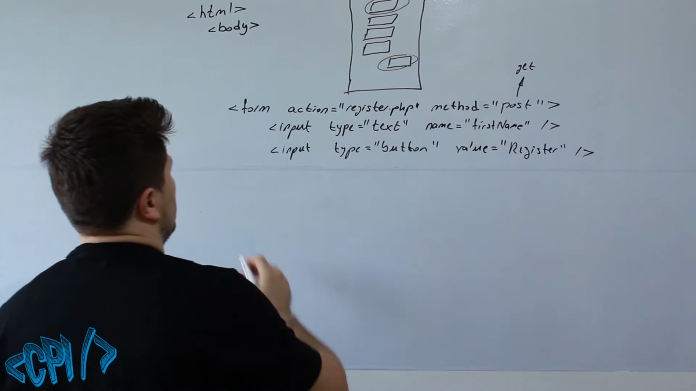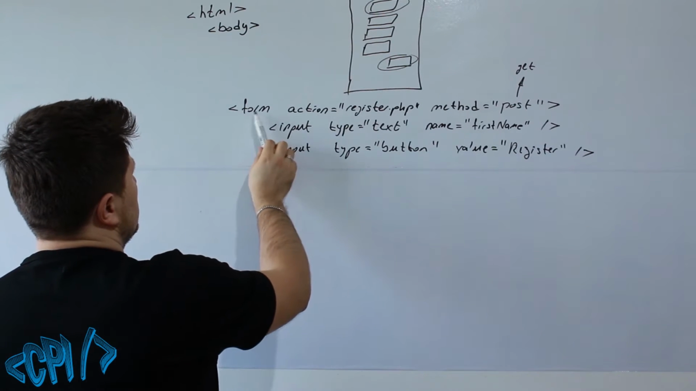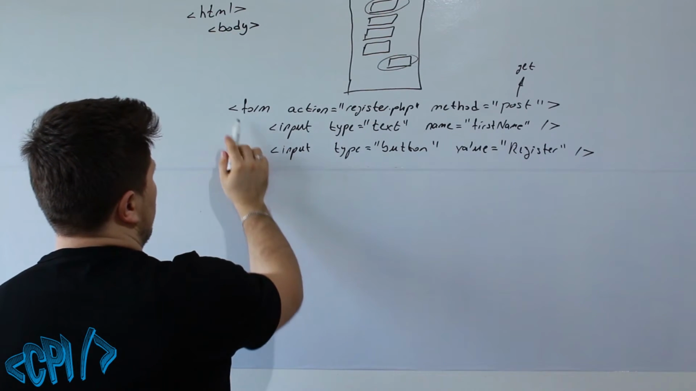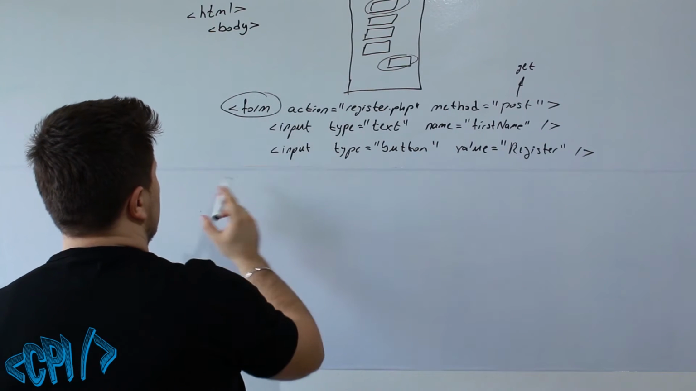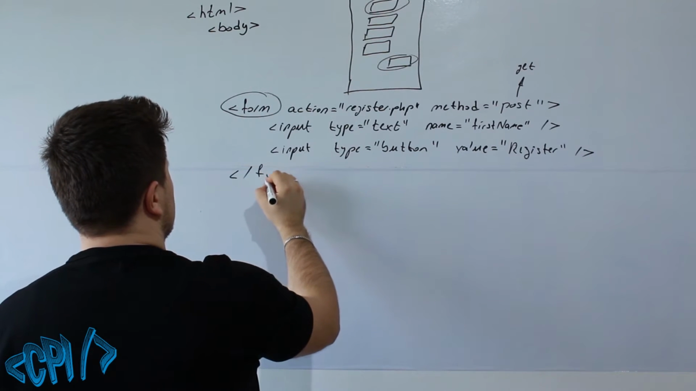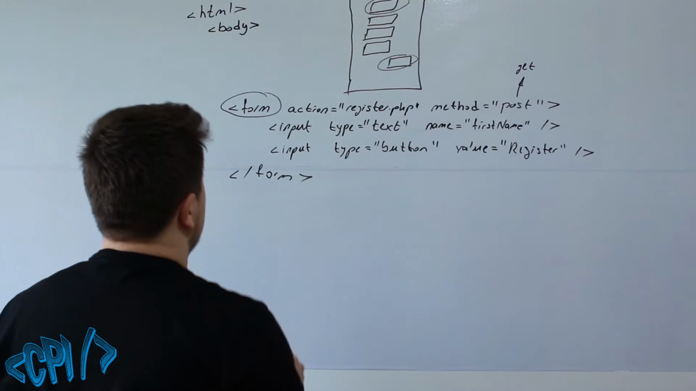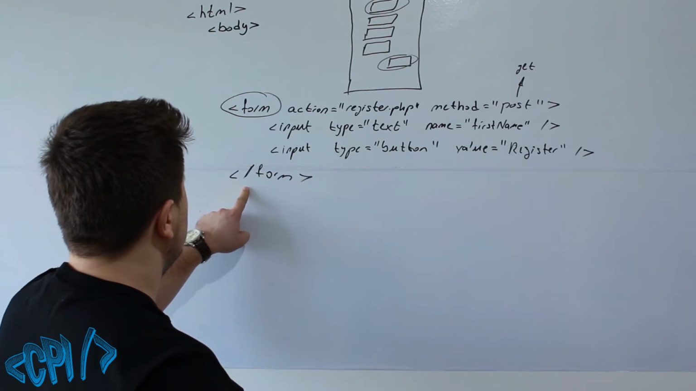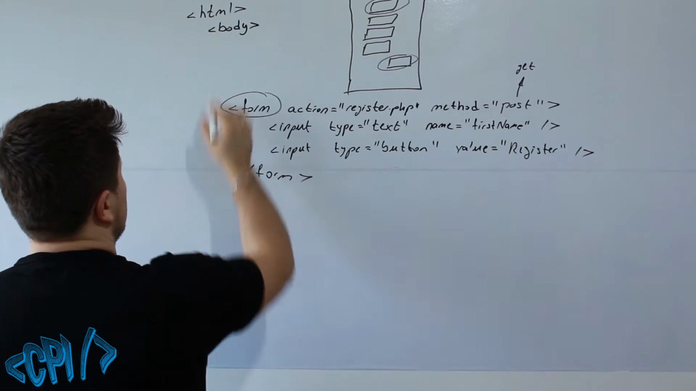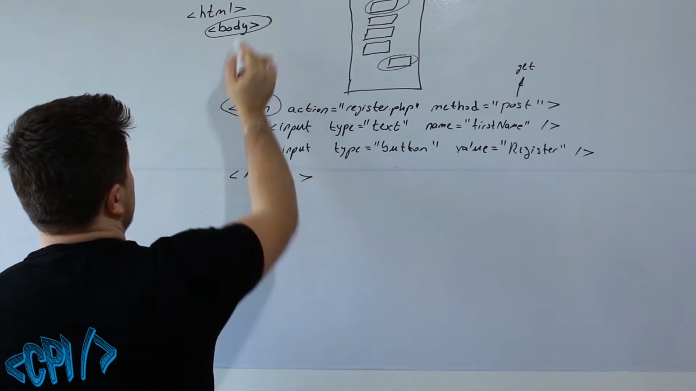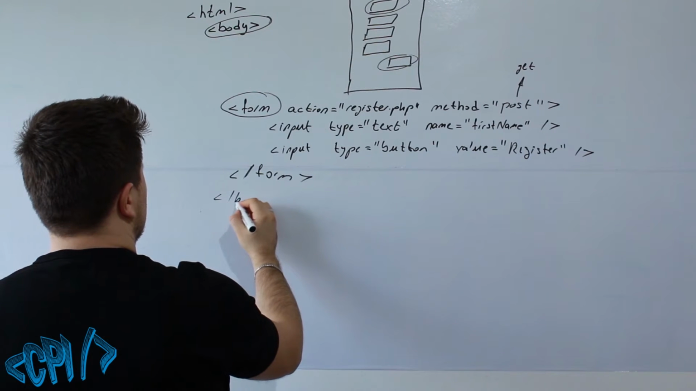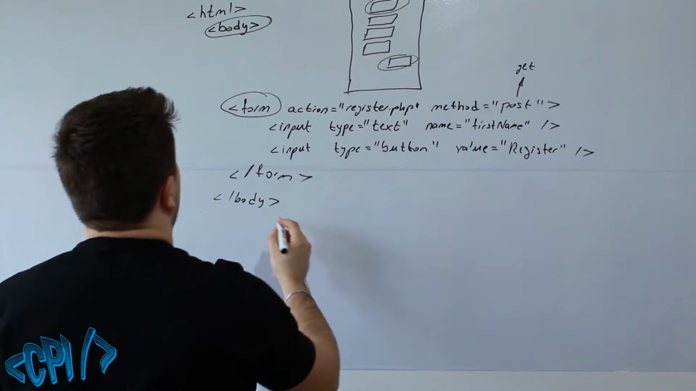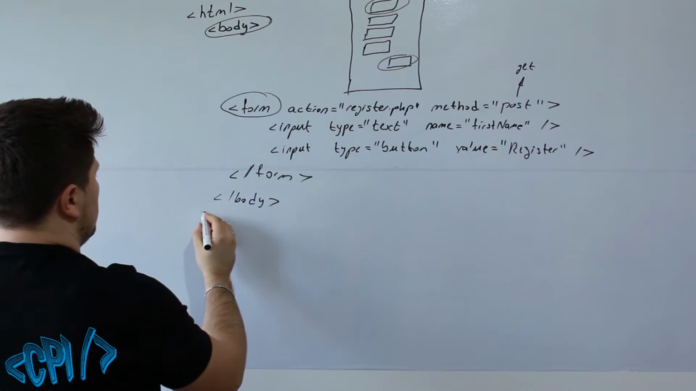Okay. And now every opened tag needs to be closed. So form is one tag, this, and we need to close it. So it's like this. Okay. This slash means it is closed. Okay, now we have opened this body and we need to close it, so like this. Okay, and HTML is opened and we are going to close it.